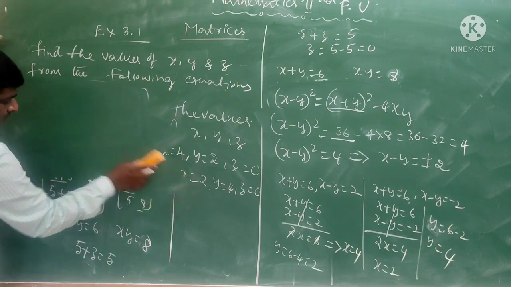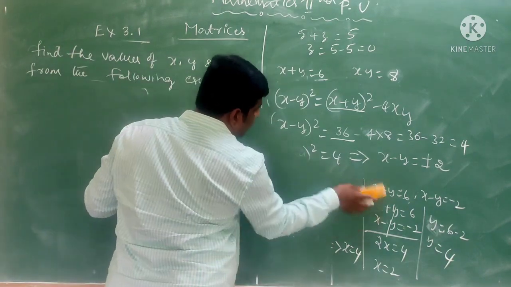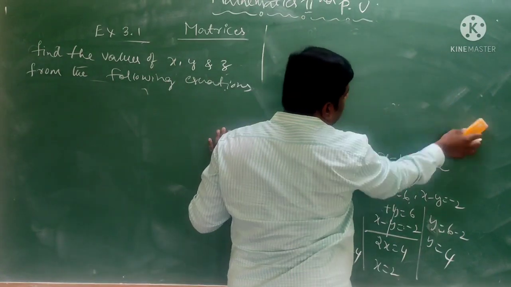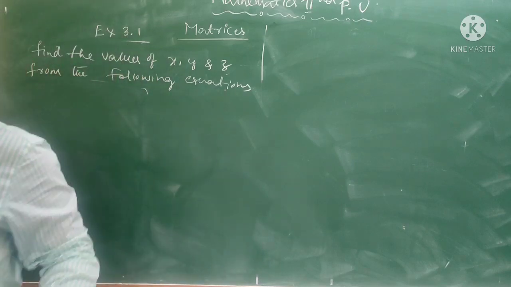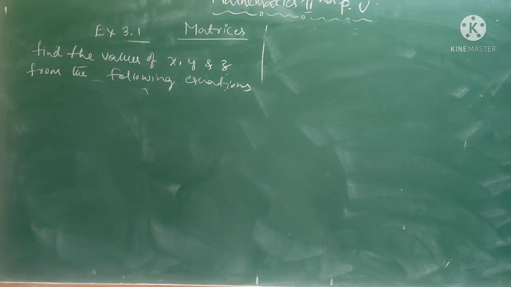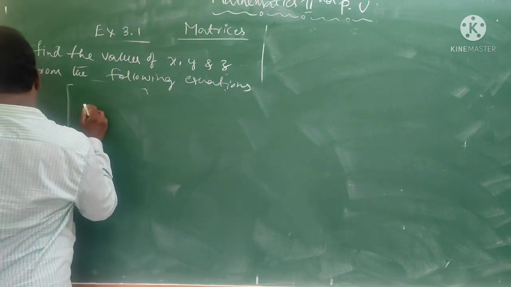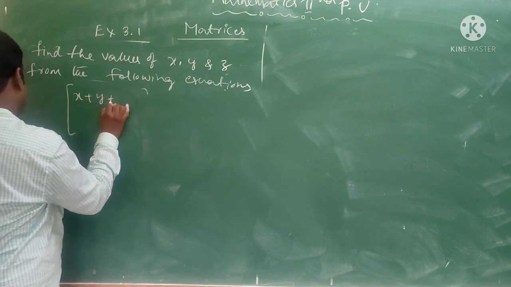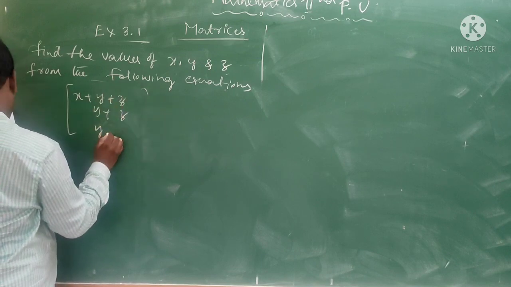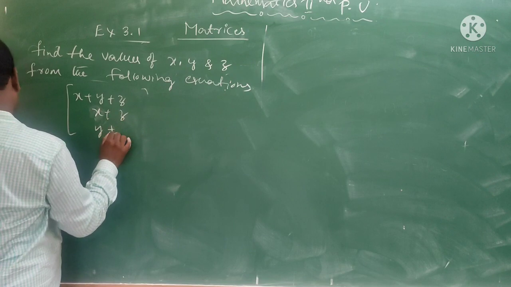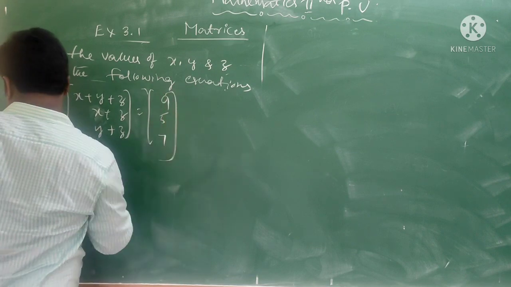Next problem. x plus y plus z, y plus z, x plus z equals 9, 5, 7.